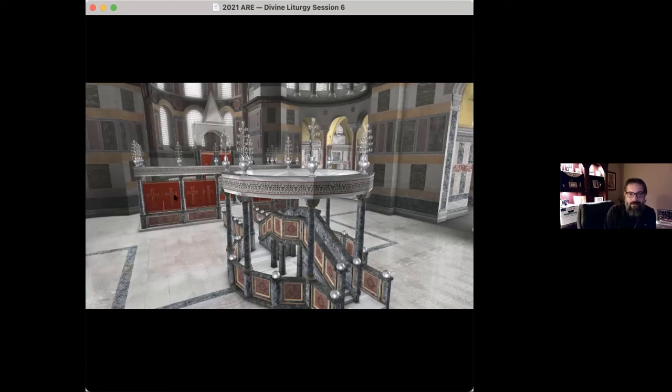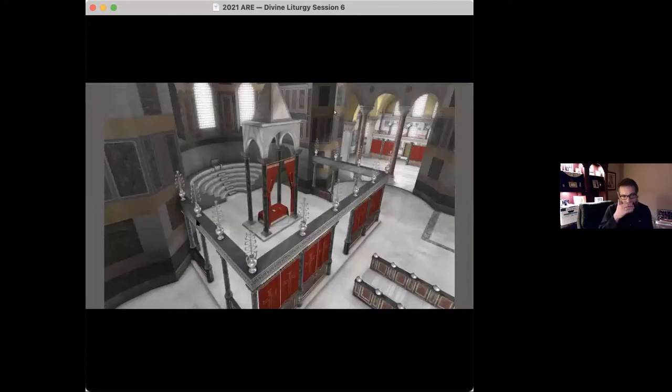This particular rendering, I'm going to show you another angle. It does not show you the icons hanging here, but there would have been embossed metal icons, engravings of Christ and the Theotokos and the apostles and prophets. We know that there was embroidery of Christ and some other scenes in some of the textiles there. But look at how this is laid out.